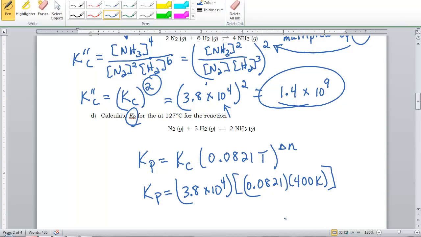And then what's our delta n? Yeah, final minus initial. Remember, a delta is final minus initial, products minus reactants. 2 moles of gas product, 4 moles of gas reactant, delta n is 2 minus 4, which is negative 2. Again, it's just the RT that's raised to the negative second, not the Kc value. So I would do the RT to the negative second first. So 0.0821 times 400, raised to the negative second power.